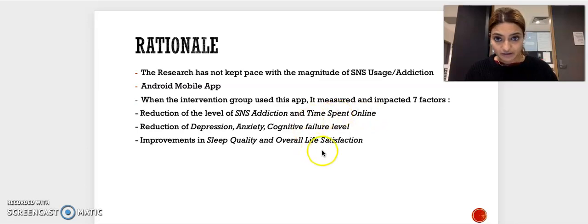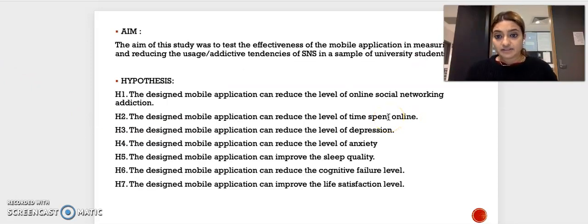Now, the rationale for this research is the fact that the amount of research has not kept pace with the magnitude of the issues with this addiction. It is hypothesized that the designed mobile application can reduce the level of online social networking addiction, reduce time spent online, increase cognitive abilities, increase the overall life satisfaction, increase sleep quality, reduce depression, anxiety, and other associated issues.